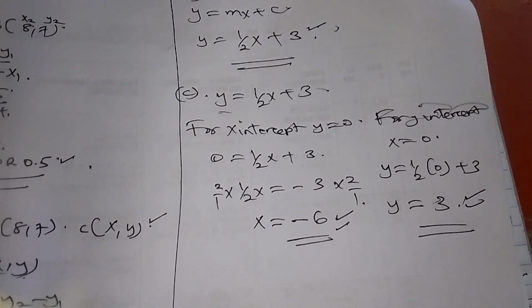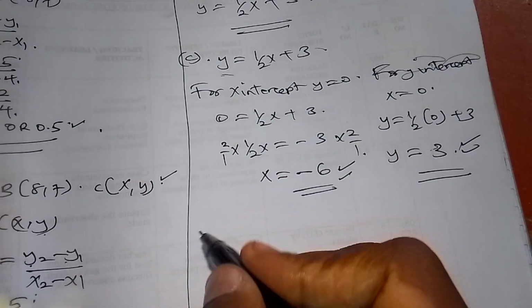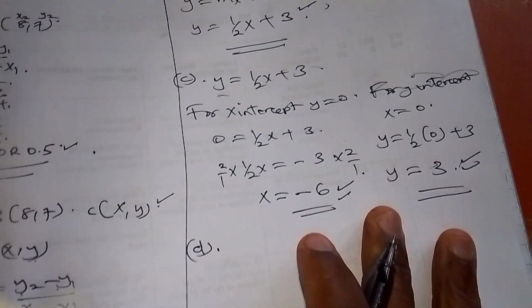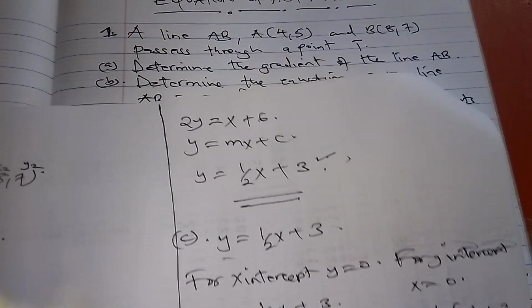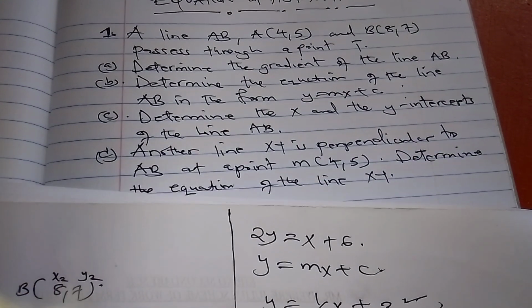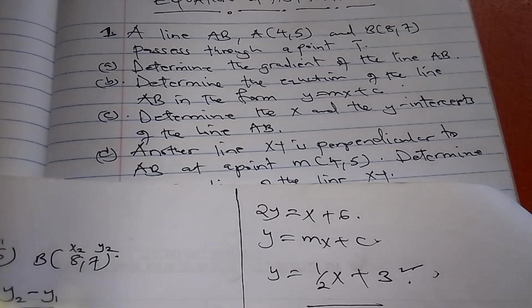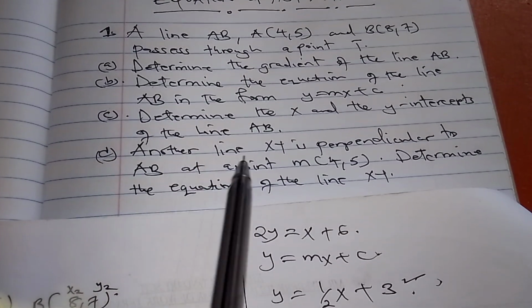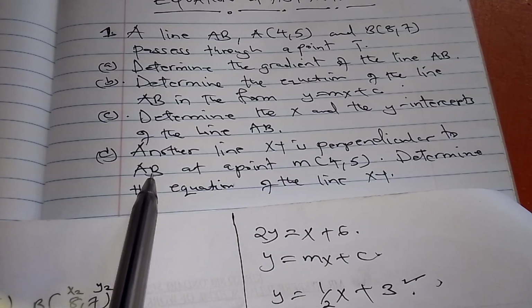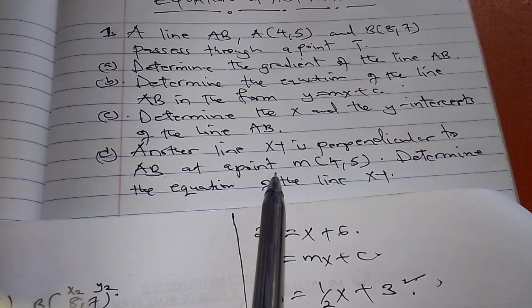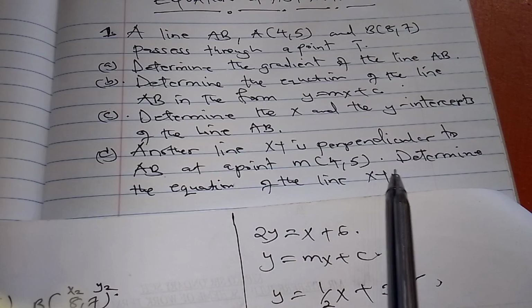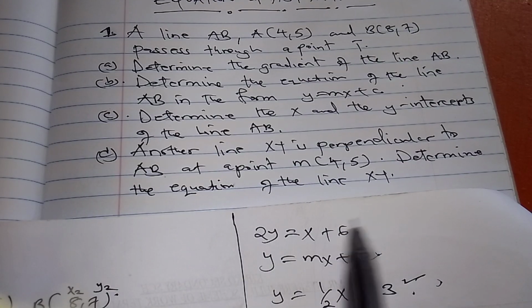The last question, question D. Now, what was the last question reading? Let us check again. Another line XY is perpendicular to AB at a point M, and the coordinates of M are 4, 5. Determine the equation of the line XY.